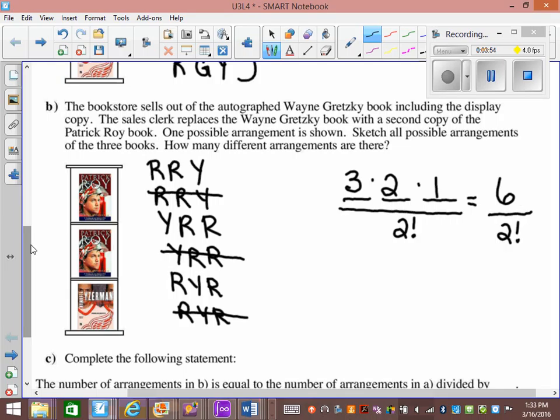If there are 2 that repeat, you do 2 factorial. If there were 3 that repeated, you do 3 factorial. So 2 factorial is 2 times 1, which is 2. 6 divided by 2 is 3. So you always treat it at first as if there's no repetitions, and then in the end you take off those repetitions.